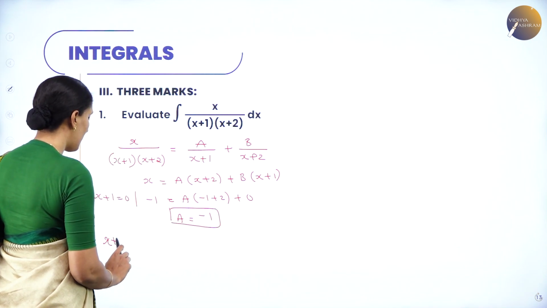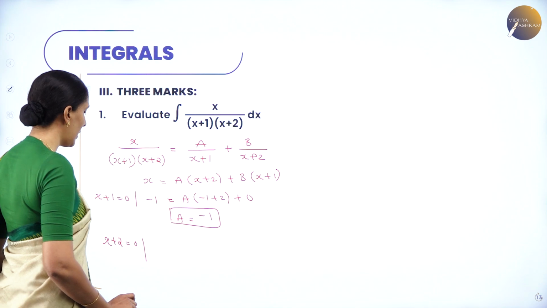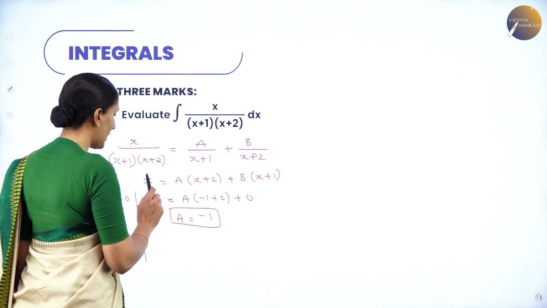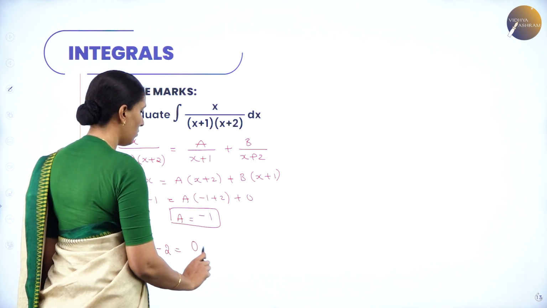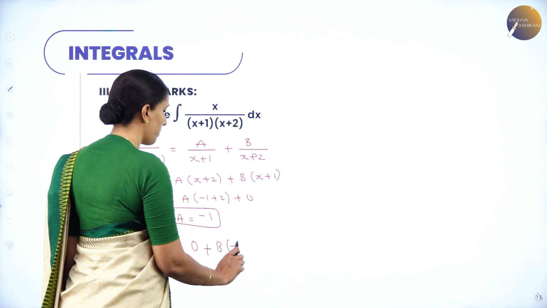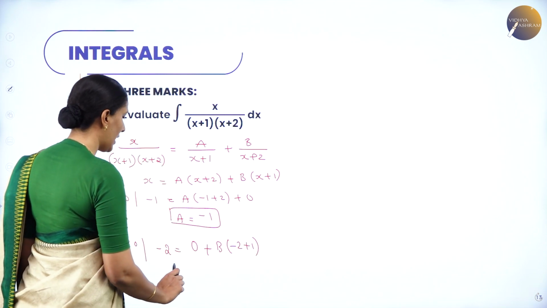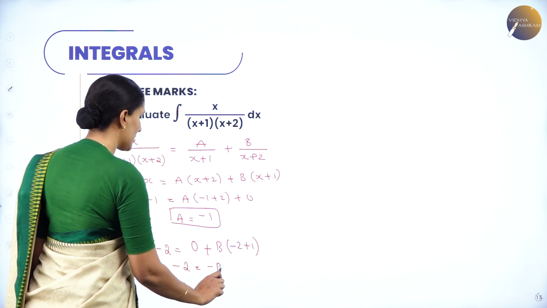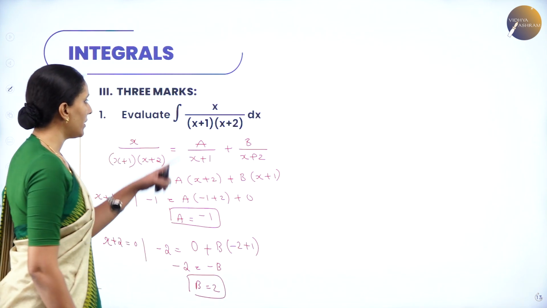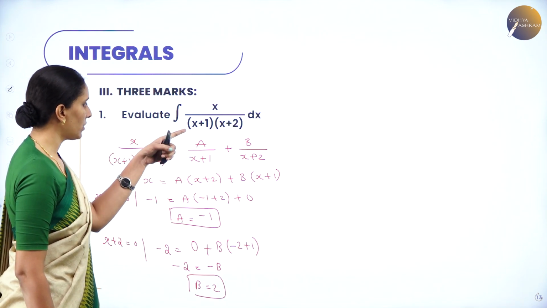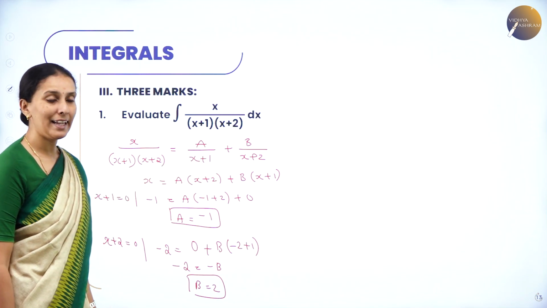Similarly, if I put x plus 2 is equal to 0, then x will be equal to minus 2. Let me substitute here. So at minus 2, the x plus 2 term is 0. So b into minus 2 plus 1. So we have minus 2 is equal to minus b, or b is equal to 2. Now let me substitute the value of a and value of b and then integrate.